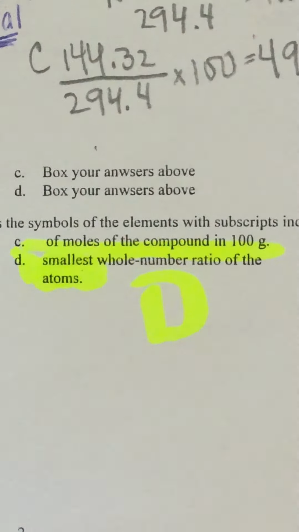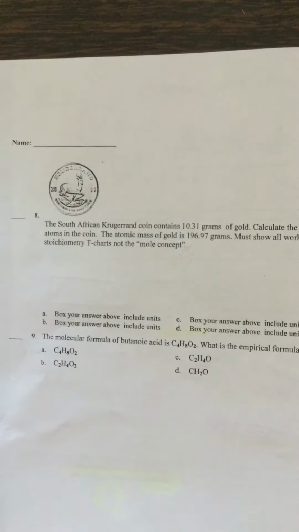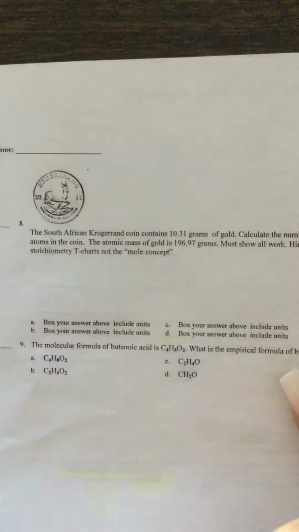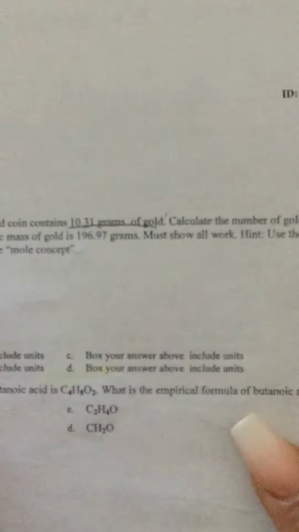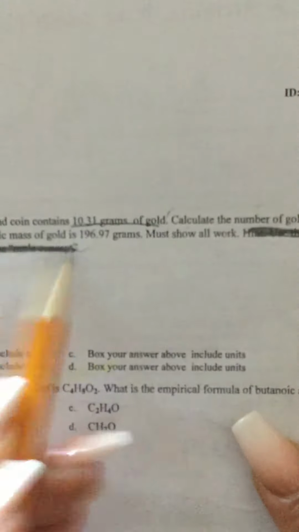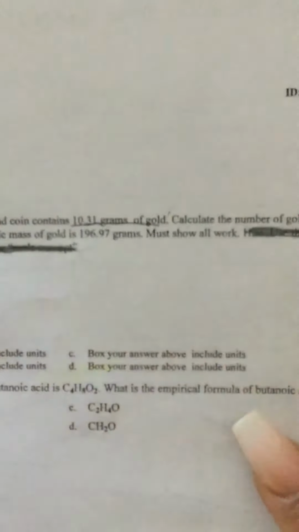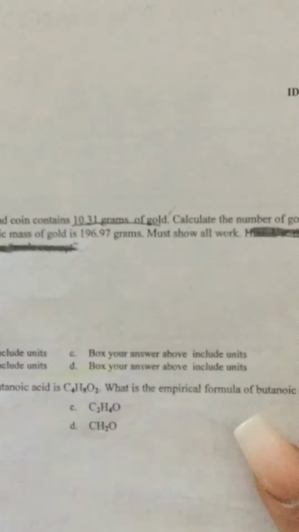This one was a little tricky. There's a gold coin. It says it has, I'm just going to underline the important words, 10.31 grams of gold. Calculate the number of gold atoms. So it's given grams, I need atoms. And then this was supposed to be removed. Because you were my first class, I'm not sure I told you that. But let me just show you how to work it out, and I'll throw this question out for this period, for period 3.